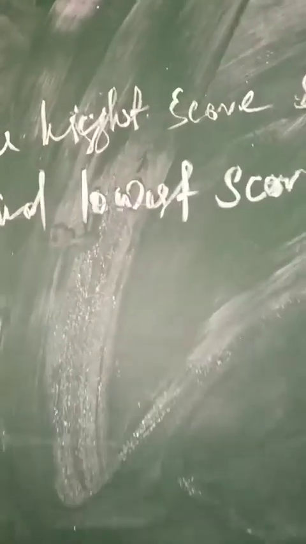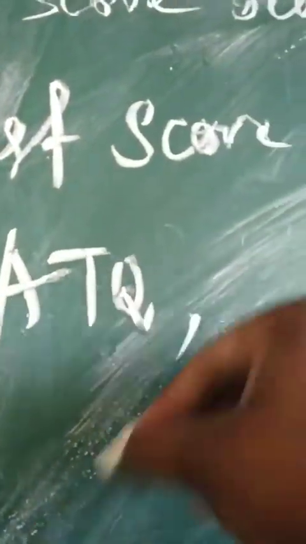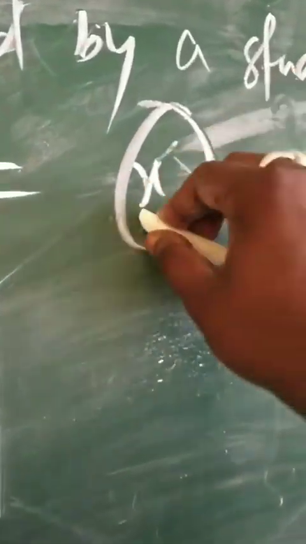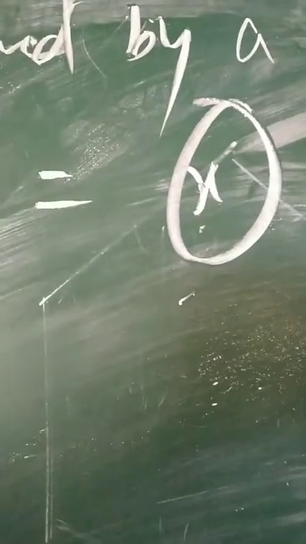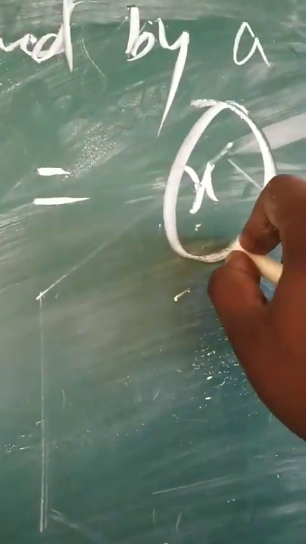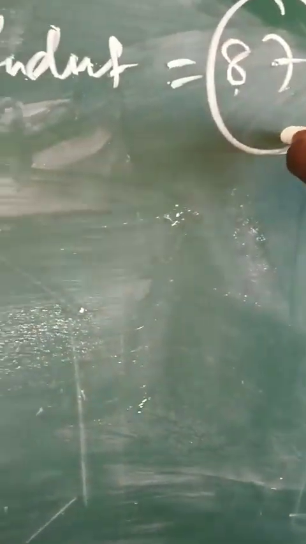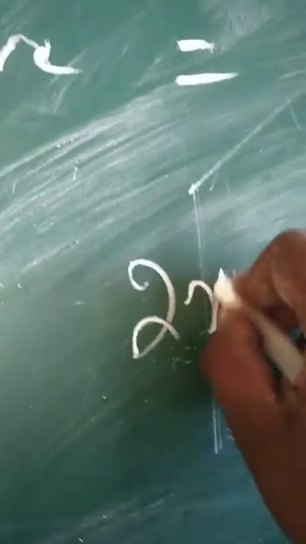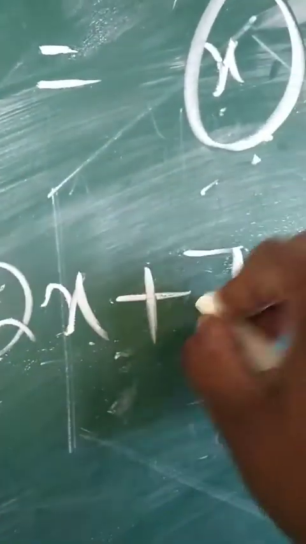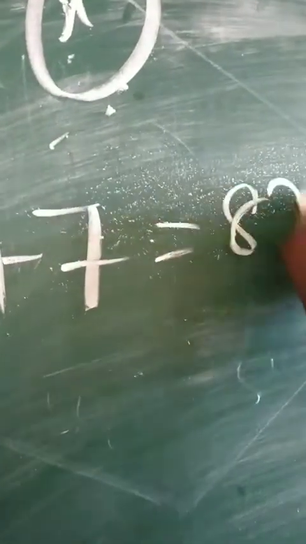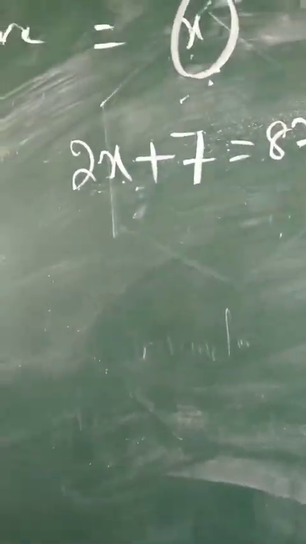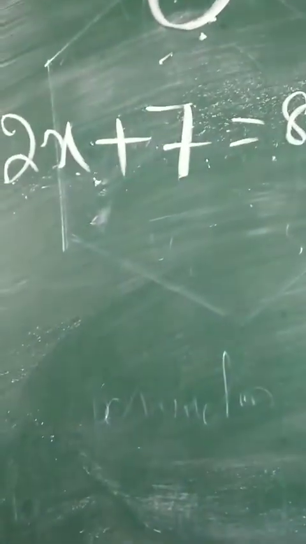So according to the question, the relation between the lowest score and the highest score is, the highest score is 7 more than twice the lowest score. I repeat, the highest score is twice the lowest score plus 7. So I can write 2x, twice the lowest score, plus 7 is equal to 87.